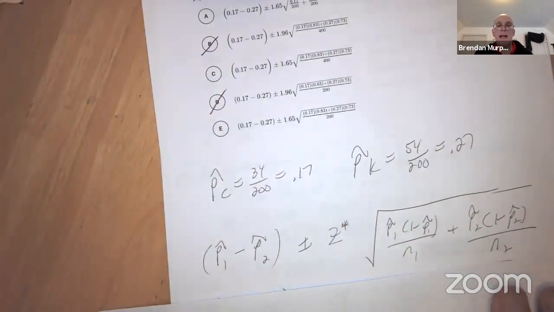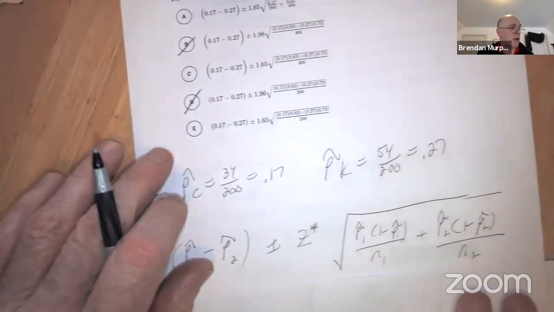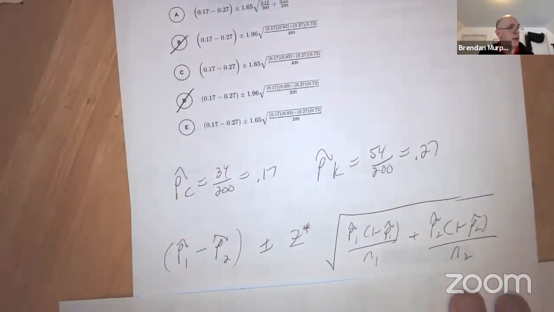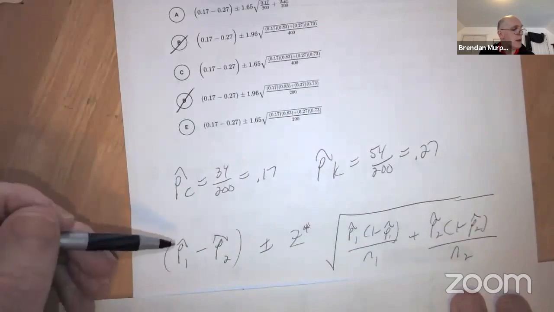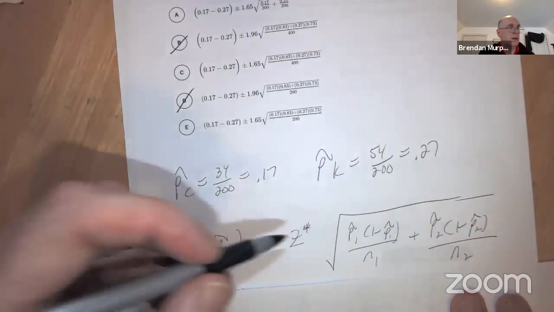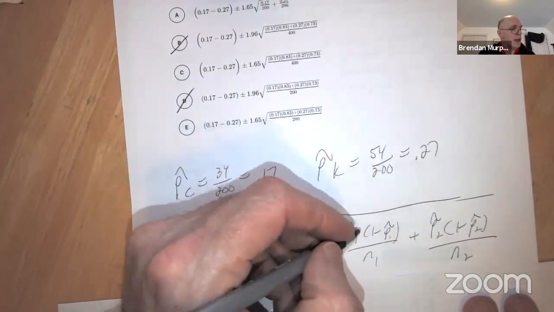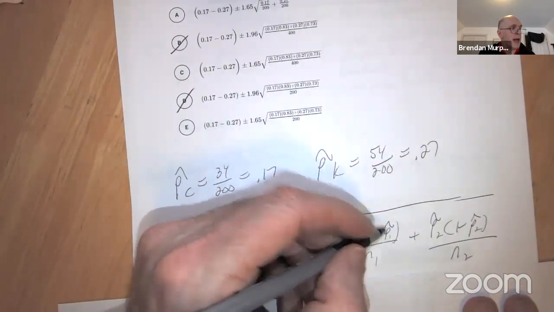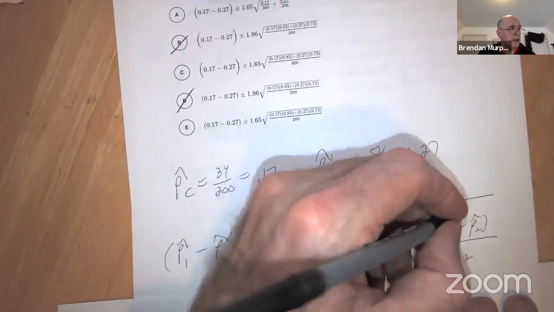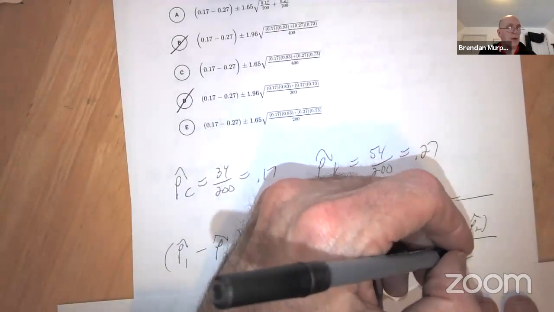I did write down the formula for a confidence interval with 2 samples with proportions: p hat 1 minus p hat 2, plus or minus critical Z times the square root of p hat 1 times 1 minus p hat 1 over n1 plus p hat 2 times 1 minus p hat 2 over n2.